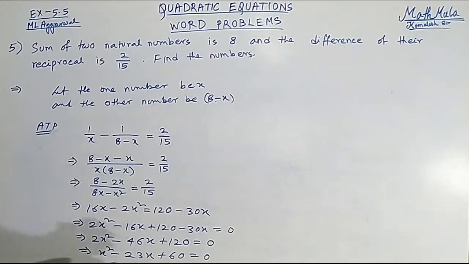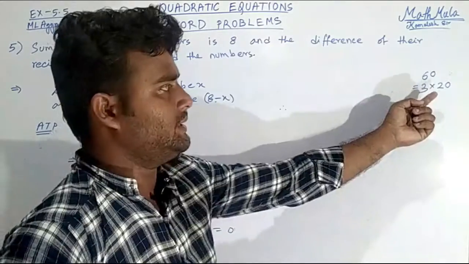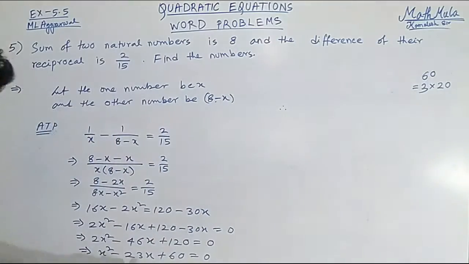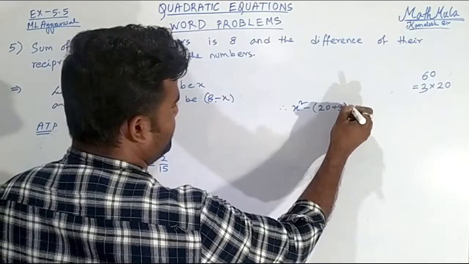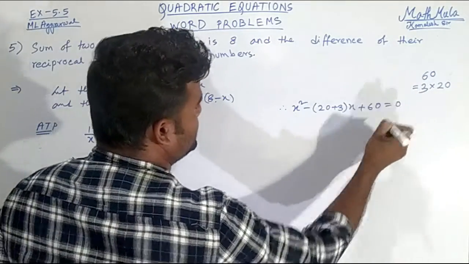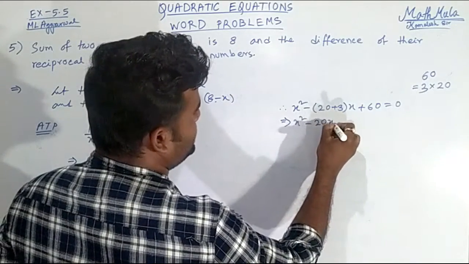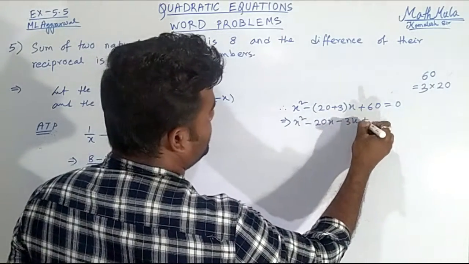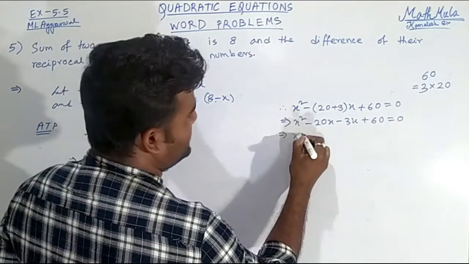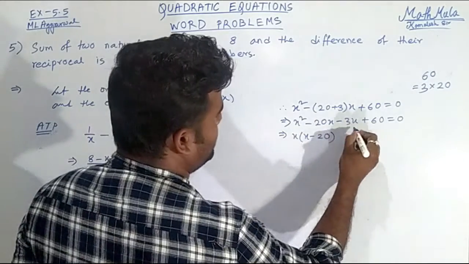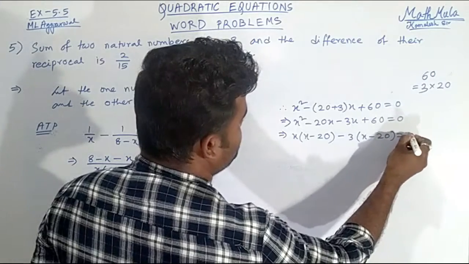Now solve this equation by middle term method. 60 can be written as 3 into 20 and 3 plus 20, that is 23. So we break the middle term, x square minus 20x minus 3x plus 60 is equal to 0. Now taking the common from the first two terms, that is x minus 20, and from the last two terms, that is minus 3, that is x minus 20 is equal to 0.